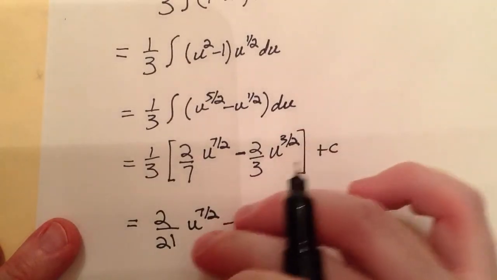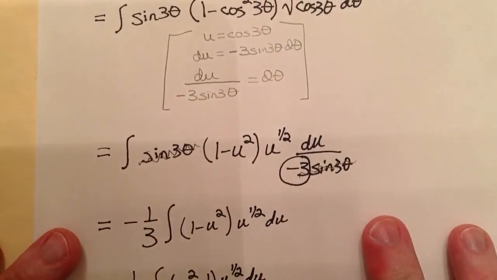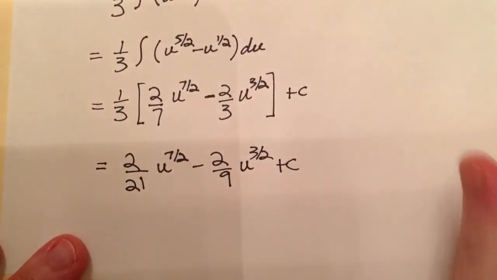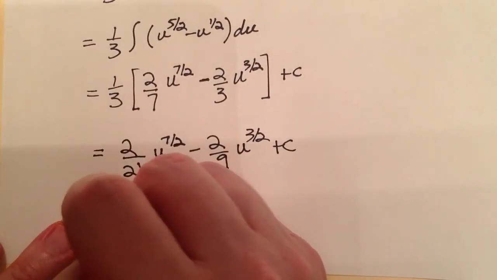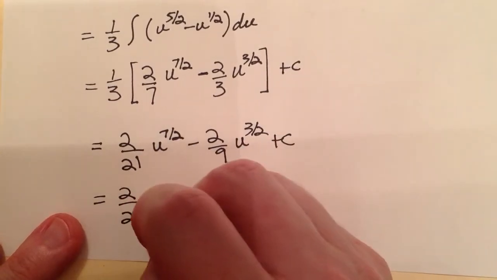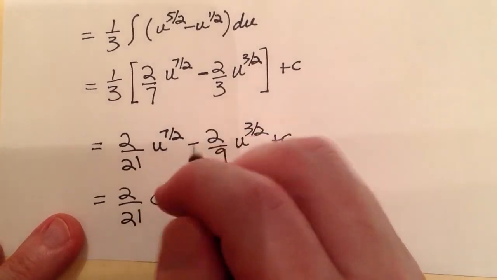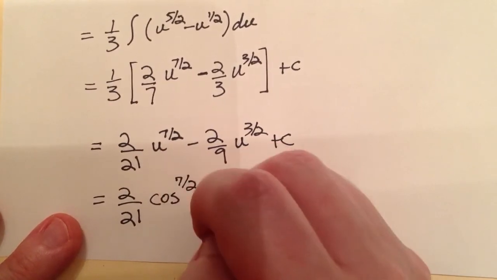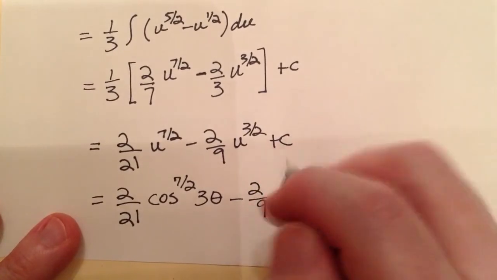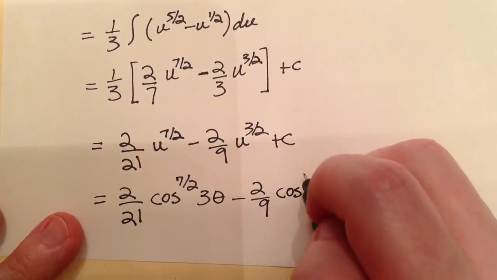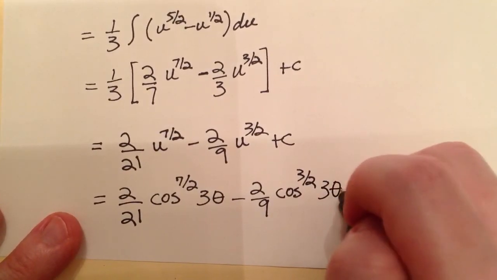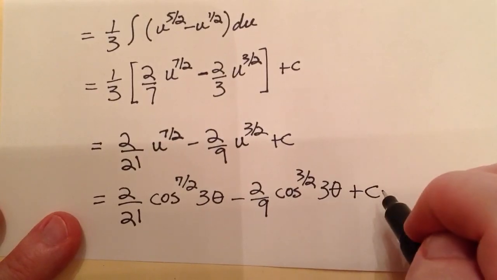And as we back substitute, we had substituted u for the cosine of 3 theta, and so in putting back what we have, the final answer is going to wind up being 2/21 times the cosine of 3 theta to the 7 halves minus 2/9 of the cosine of 3 theta to the 3 halves, followed by the constant.